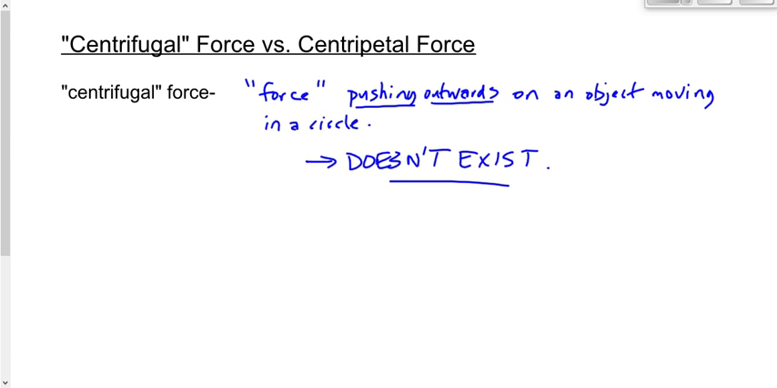When you're going around in a circle, there's an acceleration toward the center. You feel a force away from the center, but it's not a real force. It's a pseudo force, a fake force. The centrifugal force doesn't exist. Question?